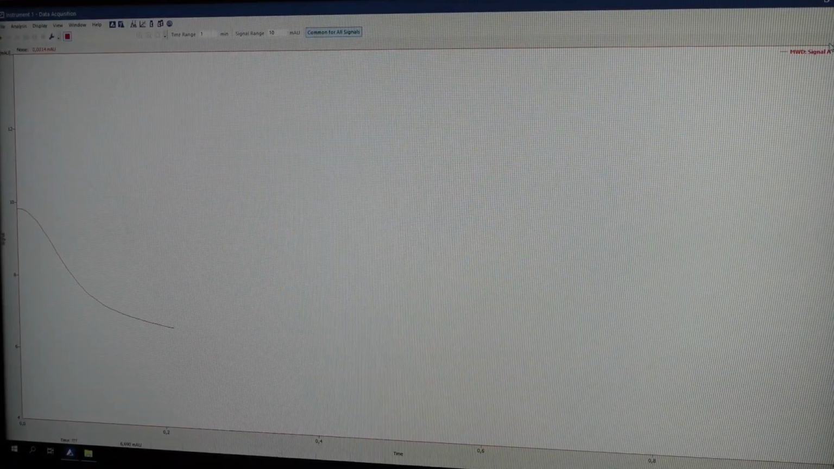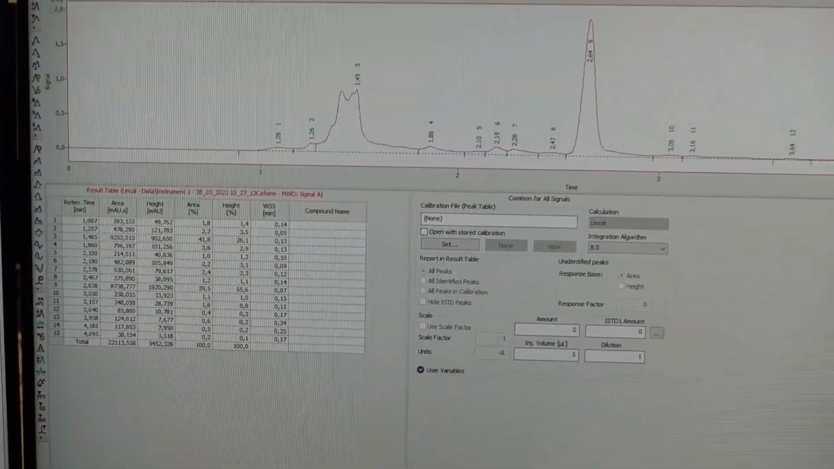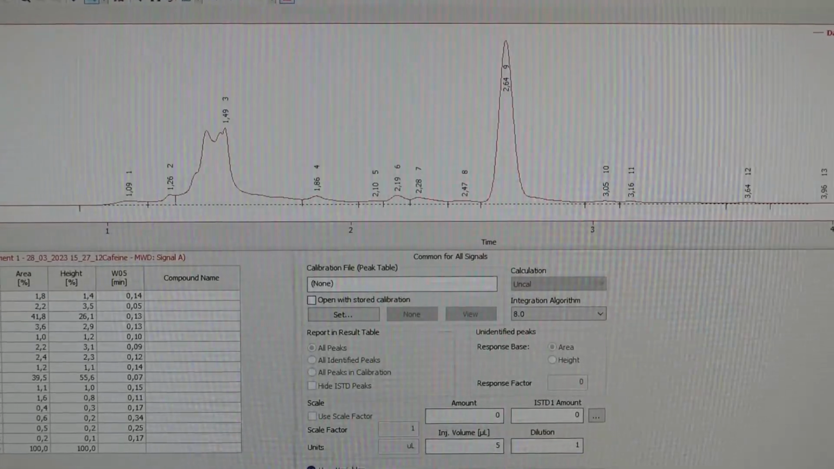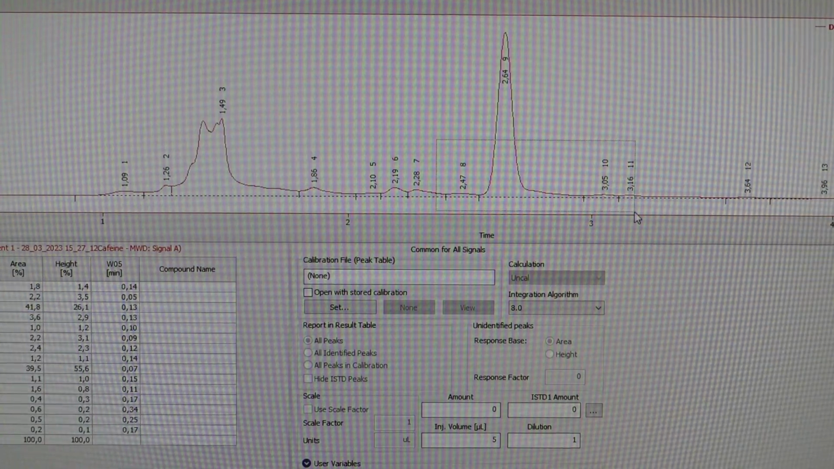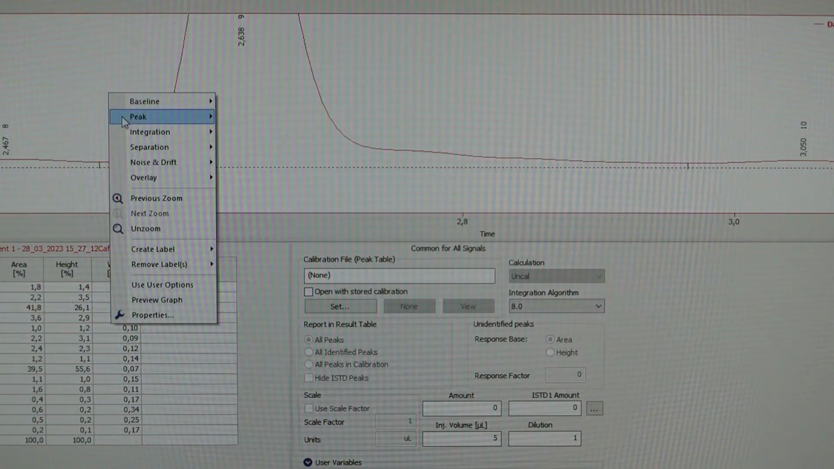An HPLC chromatogram is a graphical representation of the separation of a mixture of compounds during HPLC analysis. It shows how the different components in the sample are separated and eluted from the column over time. The horizontal axis of the chromatogram represents time, while the vertical axis represents the amount of each component in the sample. Each peak on the chromatogram represents a different compound, and the area under each peak is proportional to the amount of the corresponding compound in the sample.